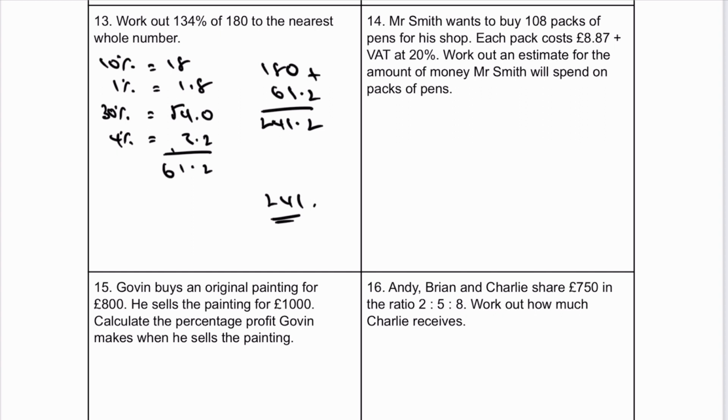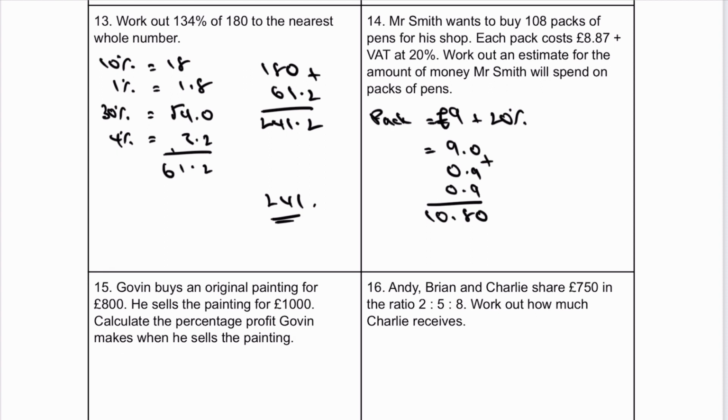Okay, so number 14, Mr Smith wants to buy the enormous total of 108 packs of pens for his shop. So what I'm going to say as an estimate is that each pack is going to be equal to £9 plus 20% VAT. So that's going to equal 9, and then 10% would be 0.9, so I'm going to plus 0.9, and another 10% is 0.9, so therefore each pack is going to be, as an estimate, £10.80.